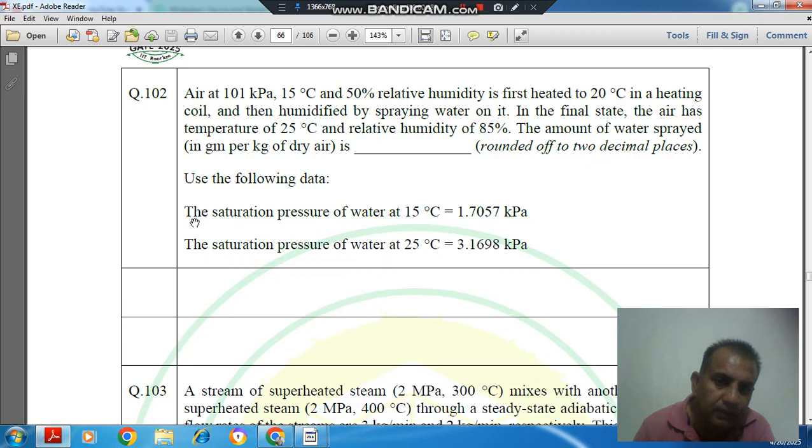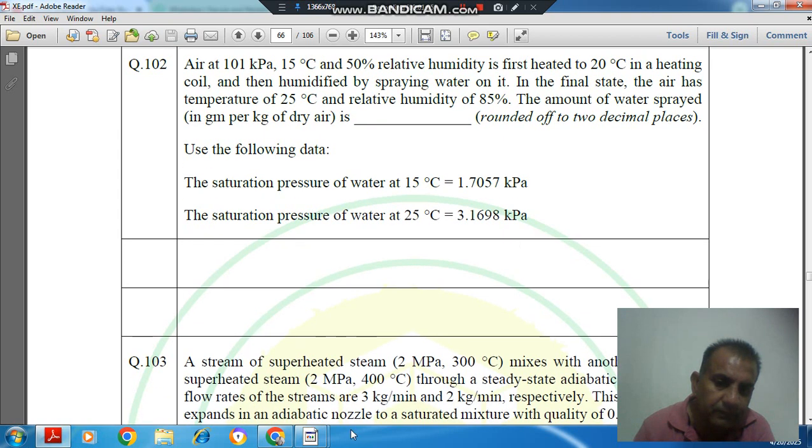Use the following data. The saturation pressure of water at 15 degrees Celsius is equal to 1.7057 kPa. The saturation pressure of water at 25 degrees Celsius is equal to 3.1698 kPa.